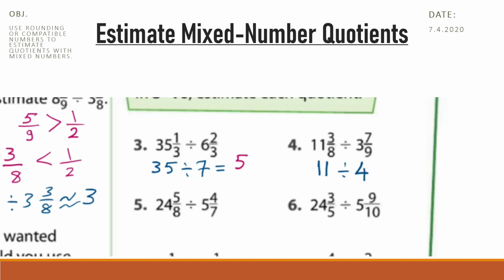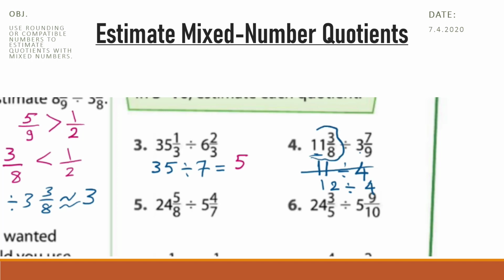Okay, now rounding, it's not easy, because 11 divided by 4, I can't divide it without using long division. So we can use compatible numbers. In compatible numbers, we can use here 4 and here 12. So I can use 12 divided by 4.